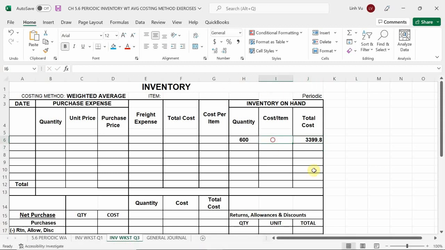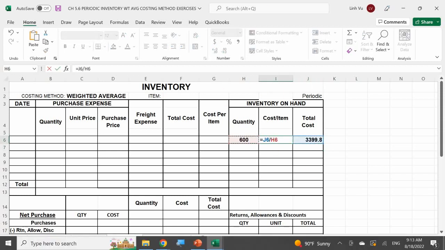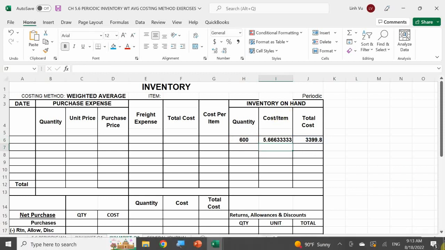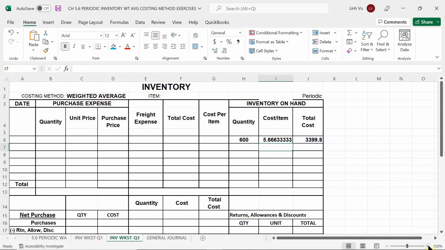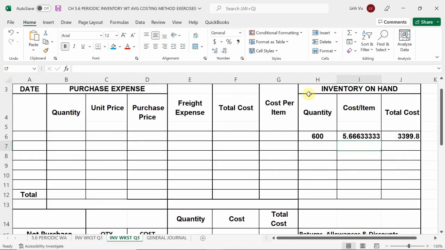And of course, with this you could also solve for average cost here. It doesn't matter, because we're going to be making purchases of inventory. So what I want to do here is recognize down below for my totals that I have a total of 600 units at a total cost of 3,399.80.